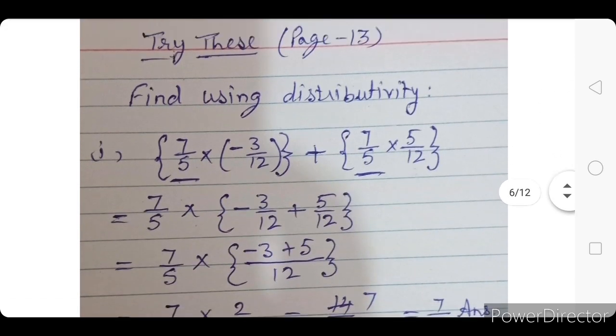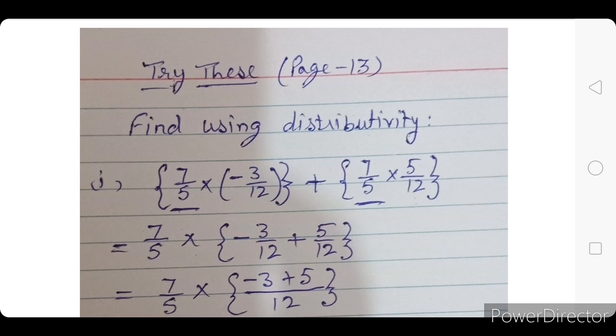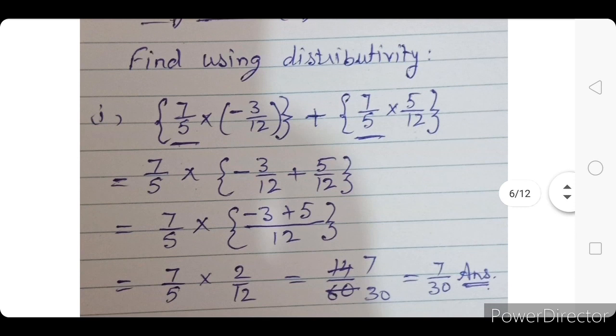This is the question of try these at page number 13. So here also we have to use distributive property. You will better understand here how to use distributive property. You can see here I have underlined 7 upon 5 and 7 upon 5. In both the parts it is there. Pick up the 7 upon 5 outside, and inside the bracket it will be left with minus 3 upon 12 plus 5 upon 12.